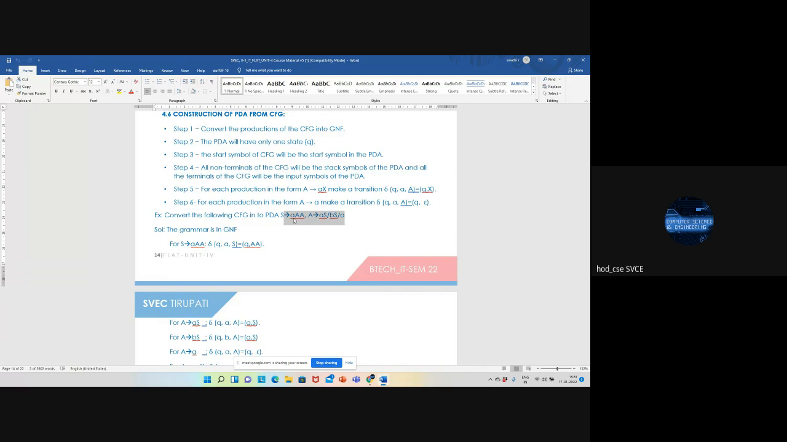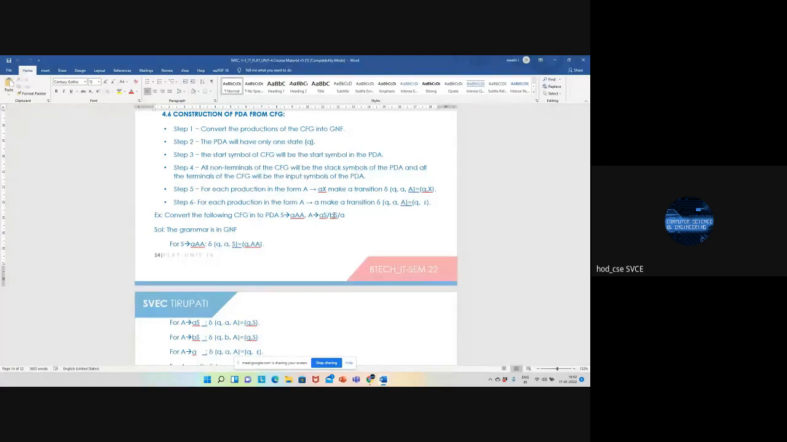Next one. For each production in the form A tends to aX, terminal followed by non-terminal, check whether such productions are present in your grammar. After the terminal, is there any non-terminal in the given productions? Yes, after the terminal we have non-terminals. First production, S tends to aA. Second production, A tends to aS. There also terminal followed by non-terminal is present. Even in the third production, A tends to bS, we have terminal followed by non-terminal.